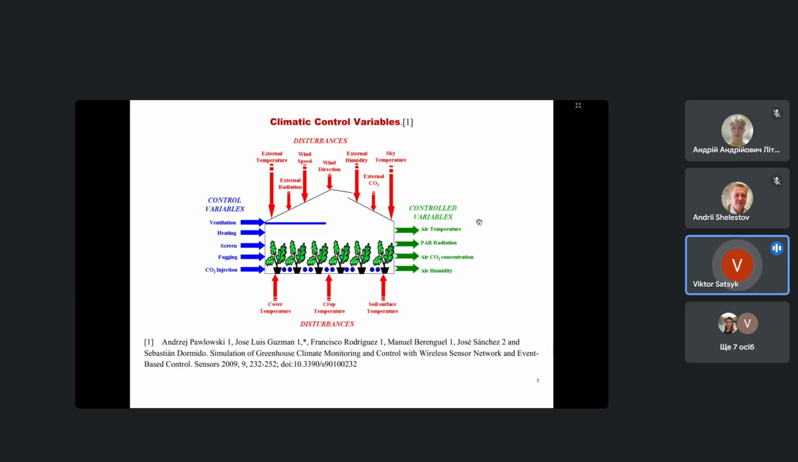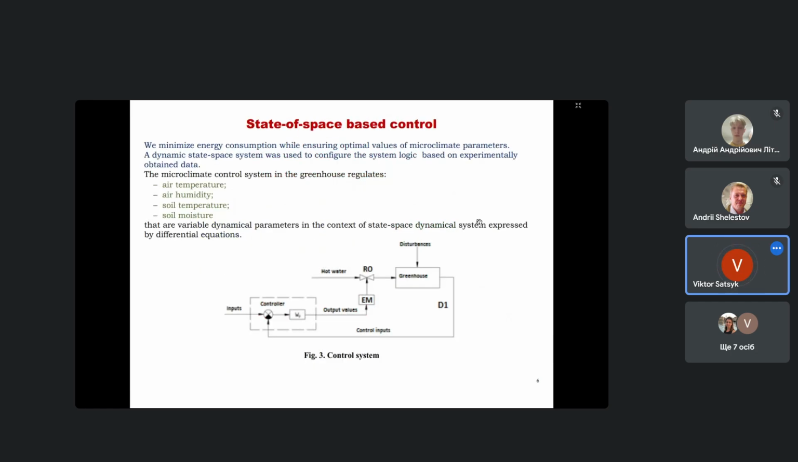On this page, you can see how the schematic of the climate control variables looks. State space-based control: we minimize energy consumption while ensuring optimal values of microclimate parameters. A dynamic state space system was used to configure the system logic based on experimentally obtained data. The microclimate control system in the greenhouse regulates air temperature, air humidity, soil temperature, and soil moisture. These are variable dynamic parameters in the context of a state space dynamical system expressed by differential equations.